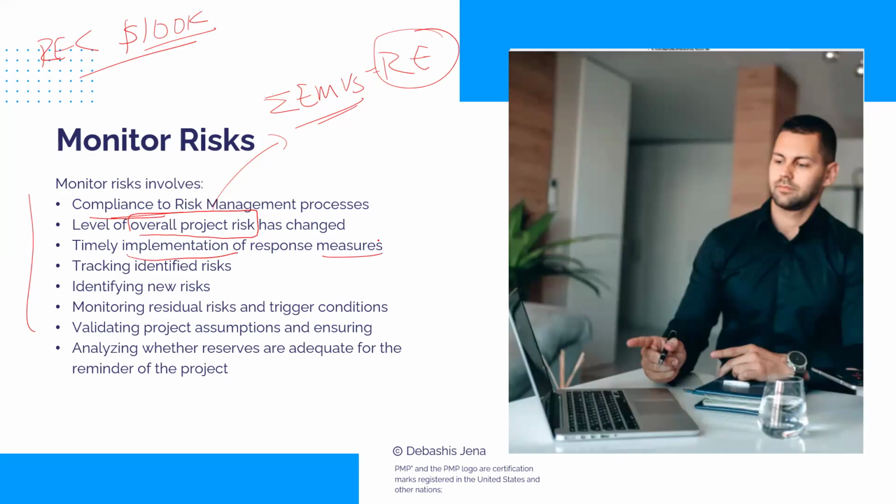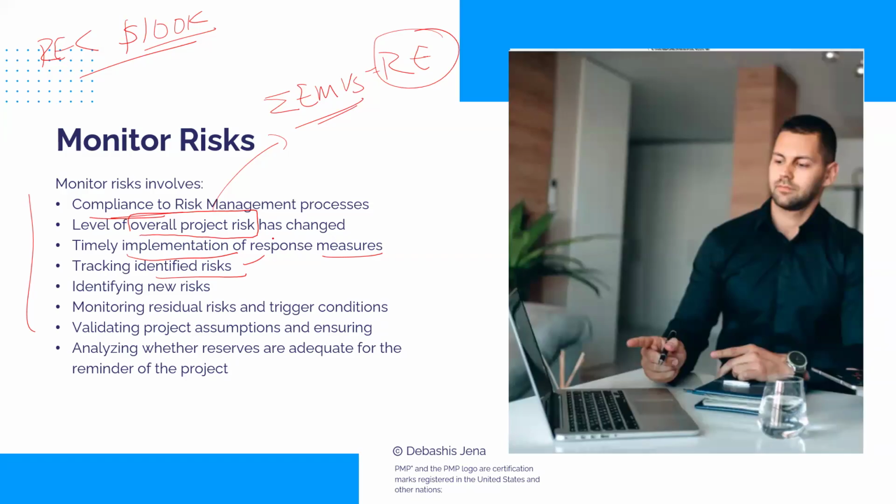Timely implementation of response measures is another thing. You would see that the responses are not just documented in the register, they get implemented on the ground in a timely manner. Tracking identified risk: why do we need to track identified risk? Can you appreciate that some risk that was non-critical until yesterday has become critical today? That can happen. The reverse could also happen. So we need to track the identified ones.